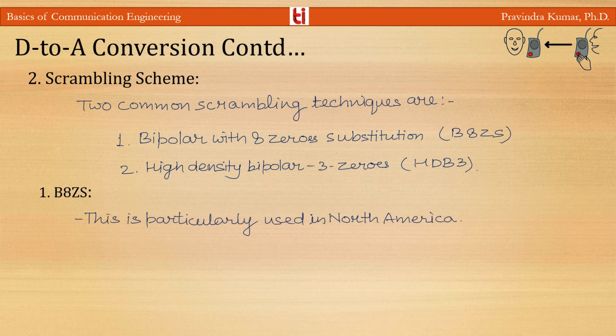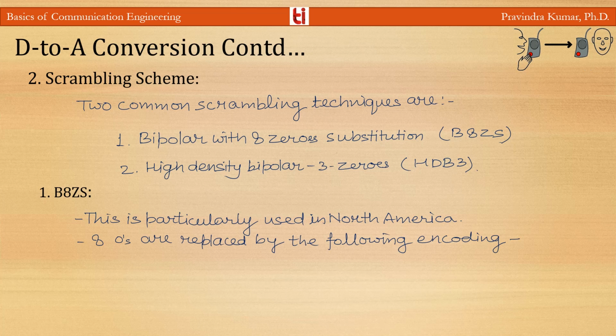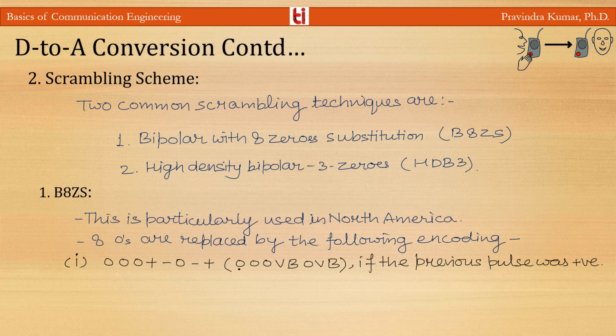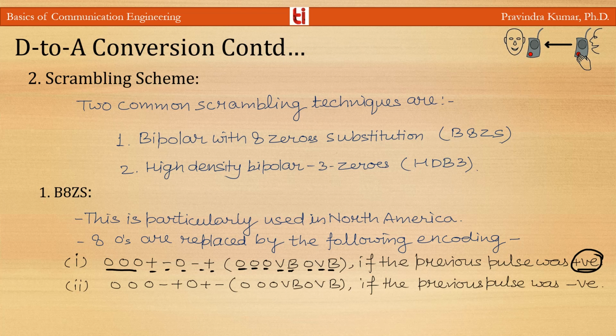In B8ZS, whenever you have 8 zeros, they are replaced by the following encodings. A sequence of 8 zeros is replaced by 000 plus minus 0 minus plus, or you can say 000 VB 0 VB, if the previous pulse is positive. A sequence of 8 zeros is replaced by 000 minus plus 0 plus minus, or you can say 000 VB 0 VB, if the previous pulse is negative.